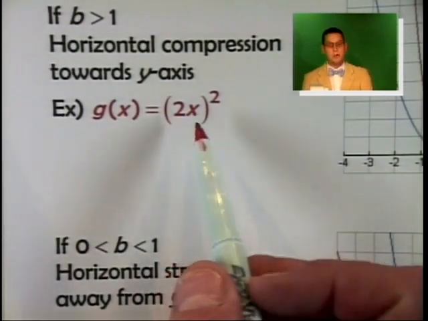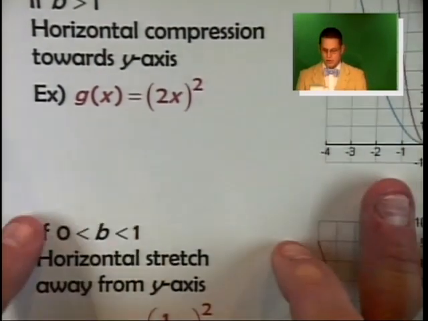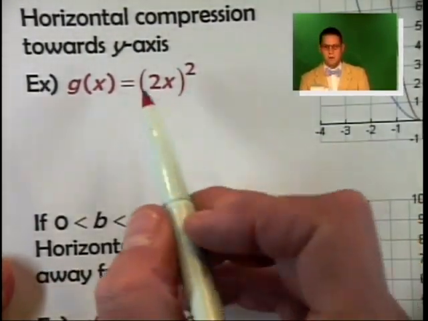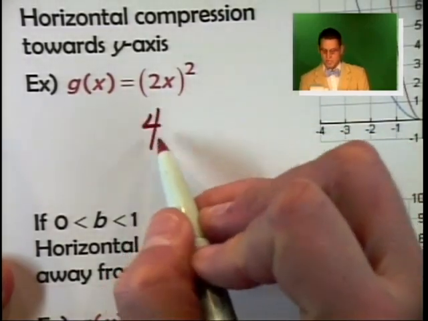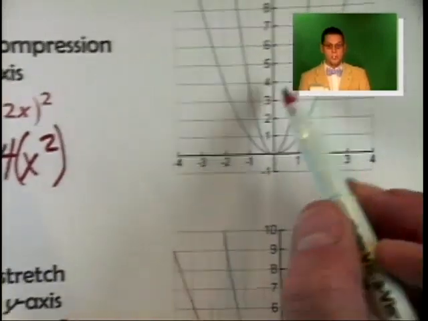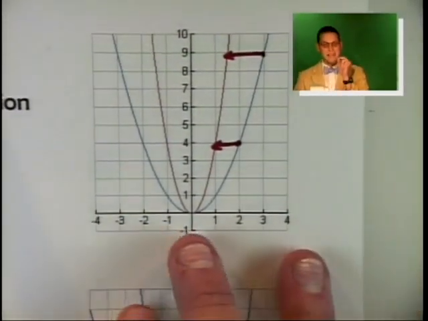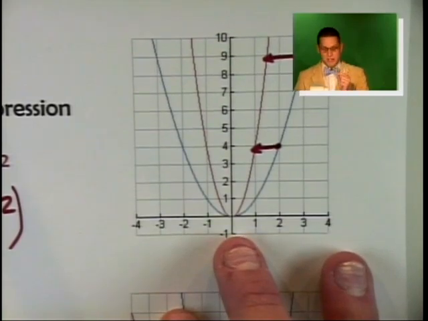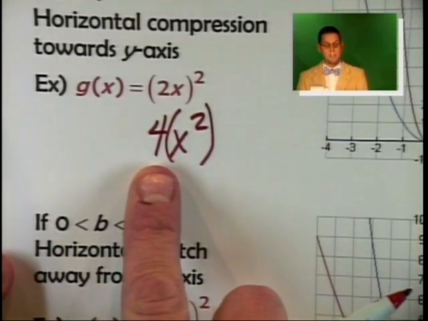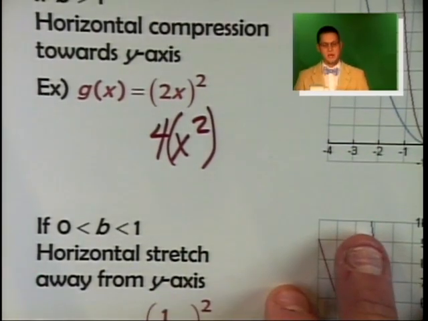You're going to see double your x's, so you're going to think twice as wide. But remember, it's opposite. It's half as wide, or twice as narrow. Now, notice that just by rewriting this, 2x quantity squared is 4x squared. So I can think of a horizontal compression by a factor of 2 as the exact same transformation as stretching the graph vertically by a factor of 4.